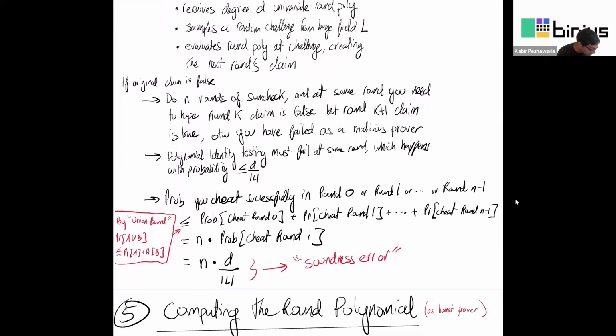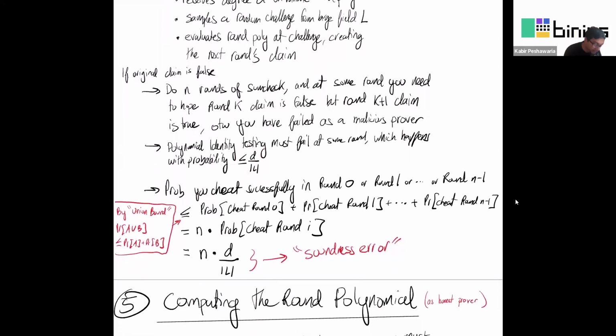So the probability you cheat successfully in round 0 or cheat successfully in round 1, and so on, is at most the probability you cheat in round 0 plus the probability that you cheat in round 1 plus dot, dot, dot. This is a very common thing in math called a union bound. So you get this expression, and this here is your soundness error, which is an upper bound on the cheating probability of a dishonest prover successfully cheating a verifier with a false fact. You can do that with probability at most this, no matter what false fact you originally started with.